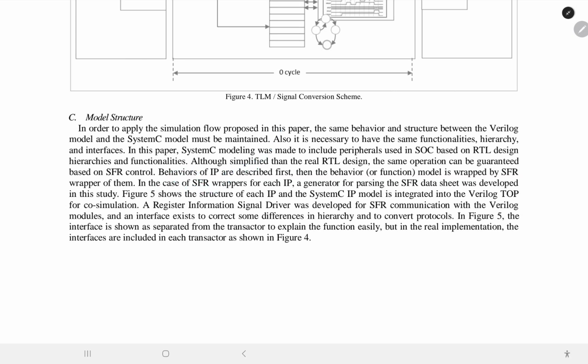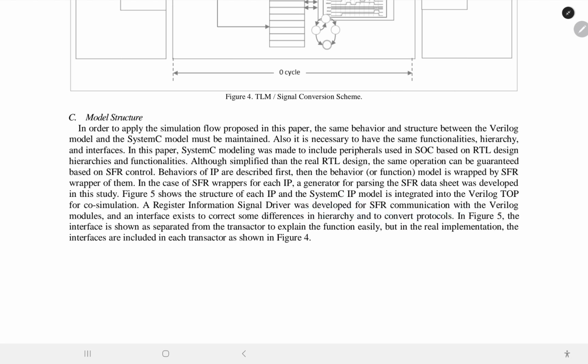Behaviors of the IP are described first, and the behavior or function model is wrapped by the SFR wrapper over them. In the case of SFR wrappers for each IP, a generator for parsing the SFR sheet was developed in this study. Figure 5 shows the structure of each IP, and the SystemC IP model is integrated into the Verilog top for co-simulation. A register information signal driver was developed for SFR communication with the Verilog models, and the interface is used to correct some differences in hierarchy and to convert the protocol.